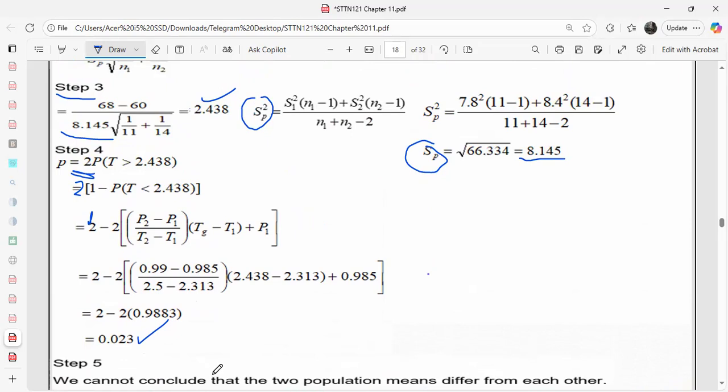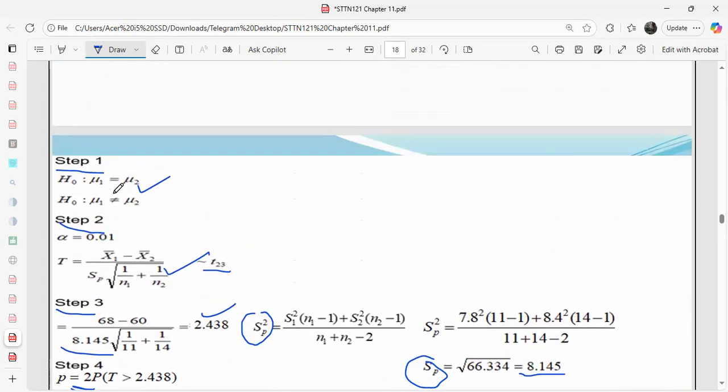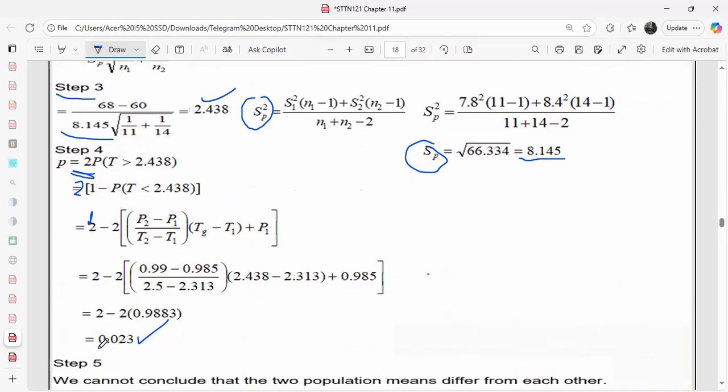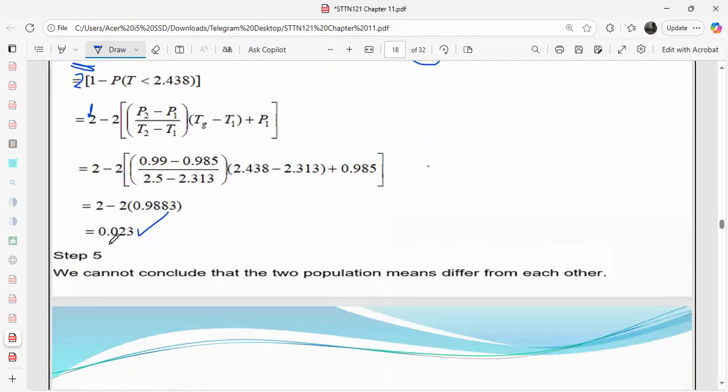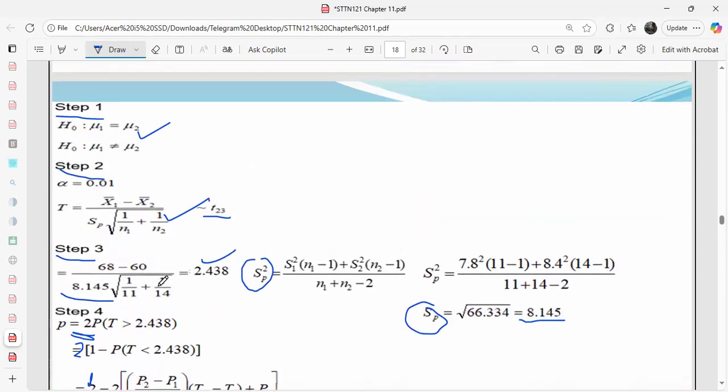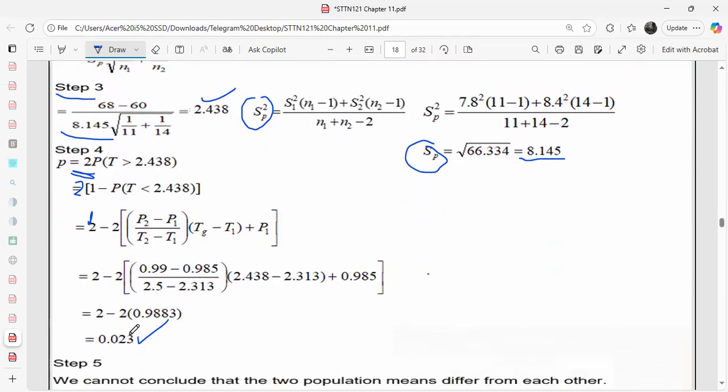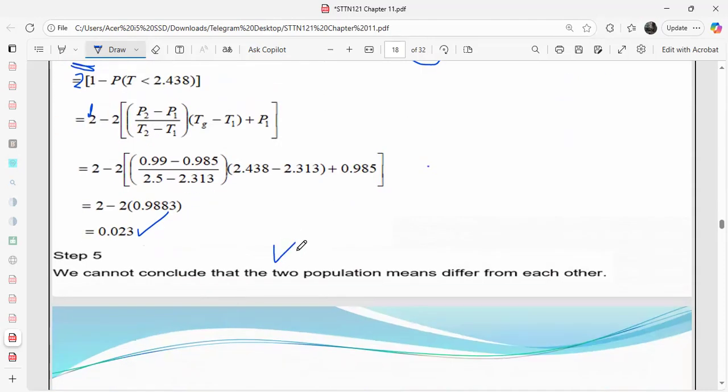Now, with the 0.023, you're going to go and check the critical value. Because now you remember, no, not the critical value. You're going to compare the 0.023 with the alpha, which is 0.01. So you see 0.023 and 0.01. The bigger one is this one, 0.023. Therefore, the p-value is greater than the level of significance. Therefore, we do not reject. That's the reason why they said we cannot conclude that the two population means differ from each other, because we failed to reject the hypothesis at 1% level of significance. So yeah.